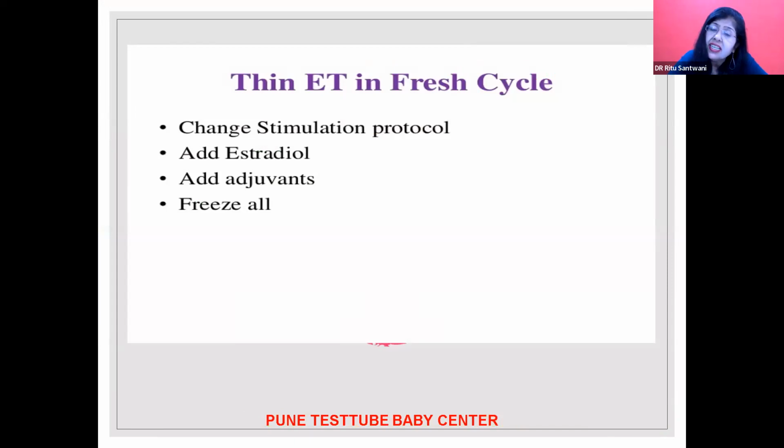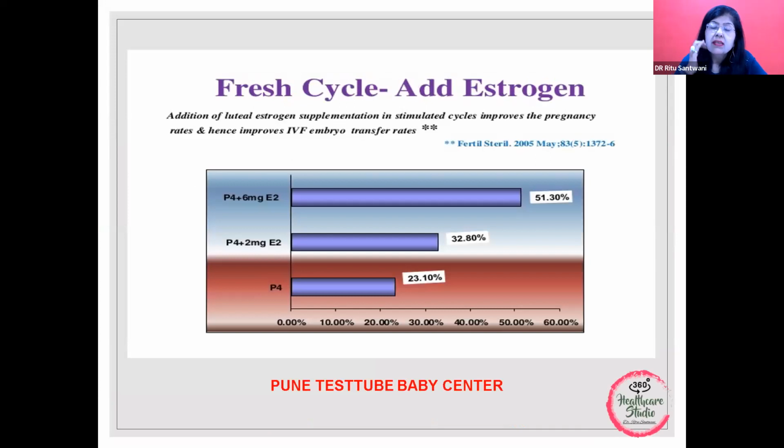So if we are getting the thin ET in the fresh cycle, then we can change the stimulation protocol, or we can add estradiol, we can add other adjuvants, or follow the freeze-all policy. So here we can see the fresh cycle, the addition of estrogen. The studies have shown with 2 mg it's reported 32.80, while with 6 mg it is up to 51.30 that has been reported.